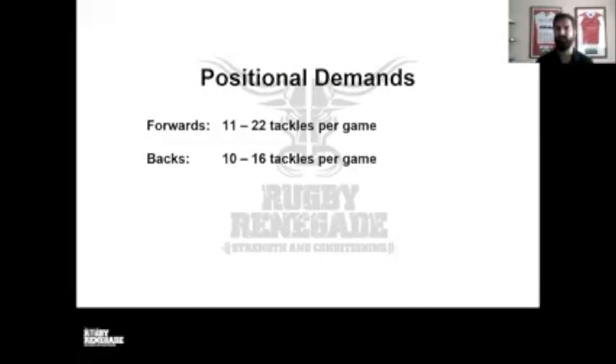In terms of defensive demands, forwards make more tackles and are involved in more contact situations than backs. I'm sure that doesn't come as a great surprise. Between 11 and 22 tackles per game for forwards, 10 to 16 for backs.